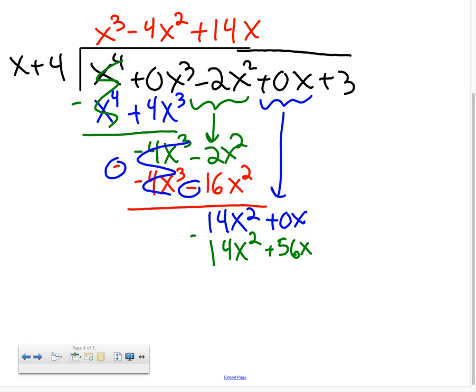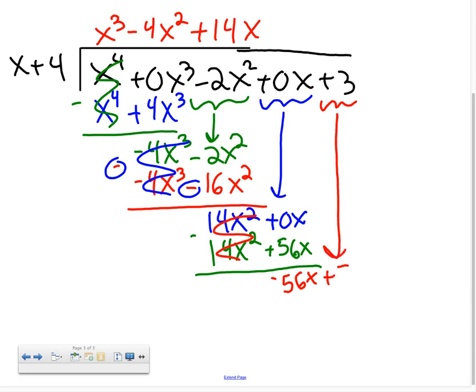Subtract these. 14x squared minus 14x squared gives me a nice 0. 0 minus 56x is negative 56x. Again, being very careful with my negatives. Drop down my next term. And it looks like I can do this one more time.